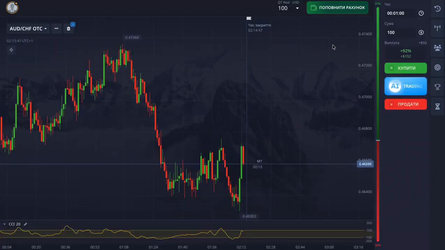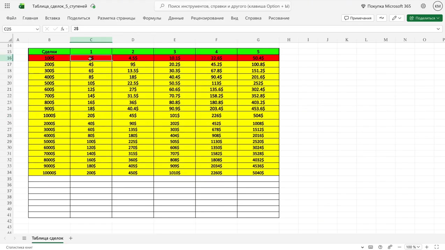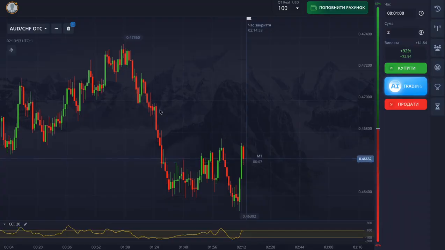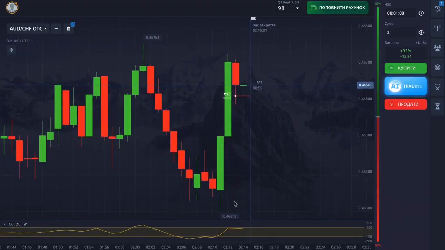Look, I'm opening the minute time frame. I'm taking $2. As written in the table, that is, the first step is $2. And look, right here, I'm going in right away for a minute on the downside. I took AUD, CHF, OTC, a minute on the downside, $2. Why did I enter? Let me explain. Because the market bounced off the upper level and is going down, and I'll make money on this move.